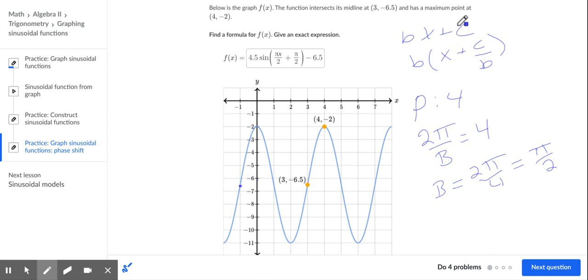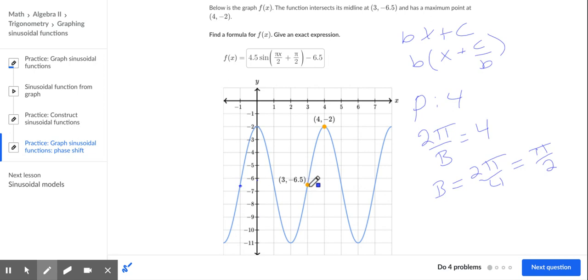Now, left is a positive c, just like we've done in other function types. Left is positive and right is negative. So left is a positive c. So our shift is going to be positive 1, 1 to the left.